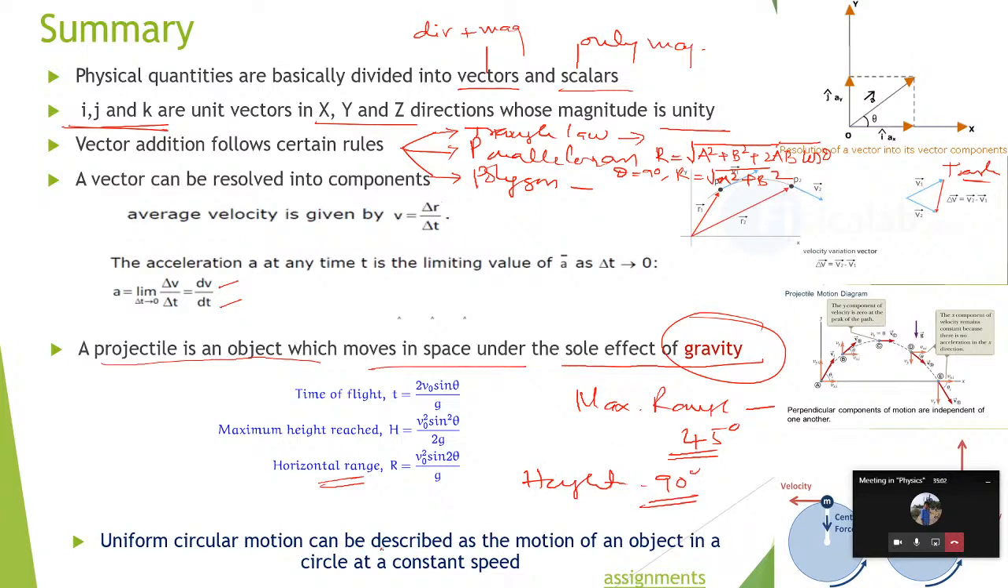Then circular motion can be described as the motion of an object in a circle at a constant speed. Motion of an object in a circle at constant speed is called circular motion. Okay, and now you can ask your doubts.